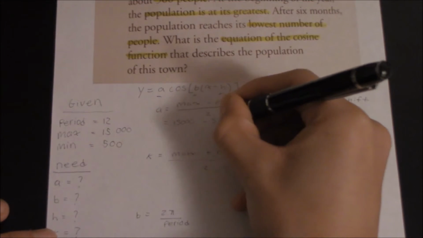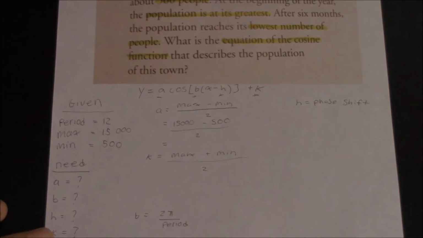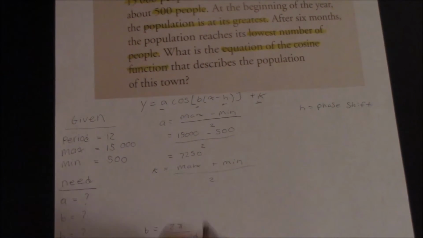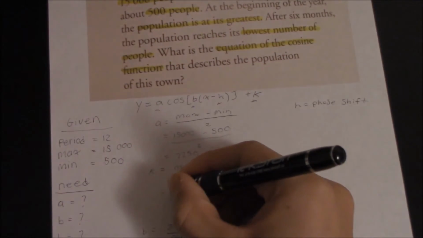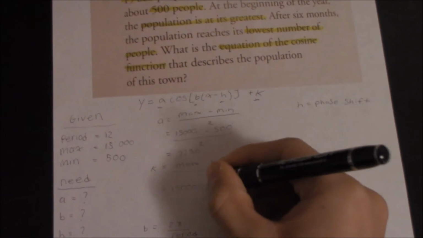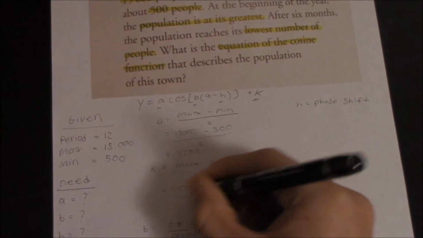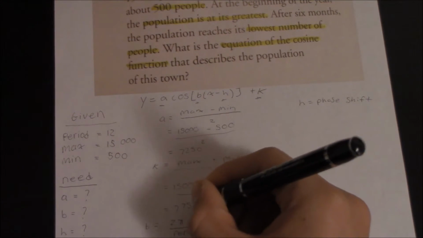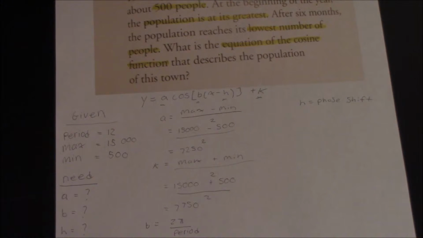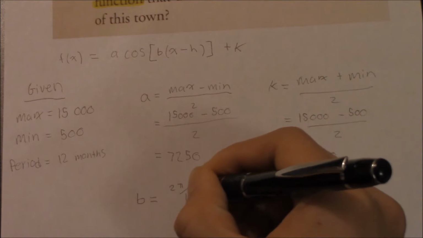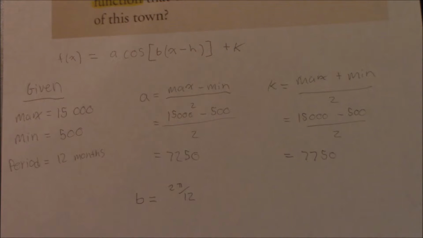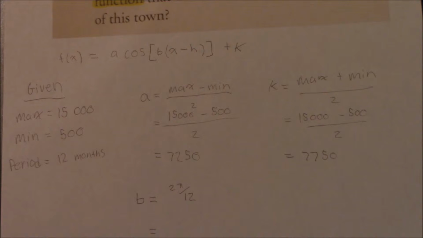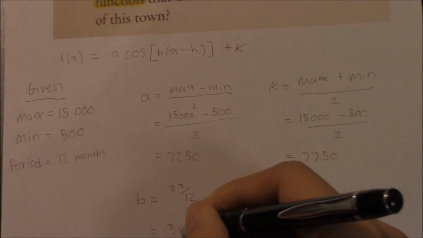So first off, it's going to give us 15,000 subtract 500 over 2, which gives us 7,250. Then we're going to solve for k. So we're going to do 15,000 plus 500 over 2, which is going to give us 7,750. Then we're going to solve for b. 2 pi over 12. This is going to give us a b value of pi over 6.